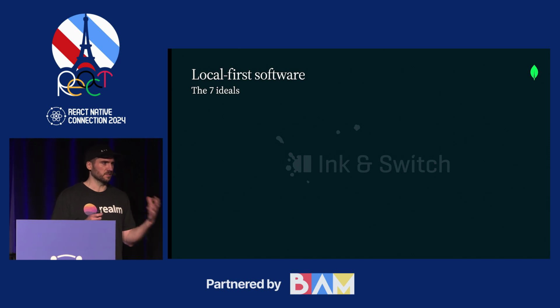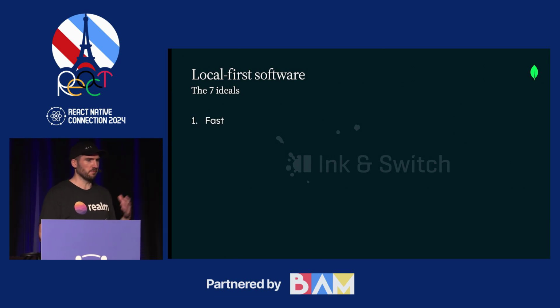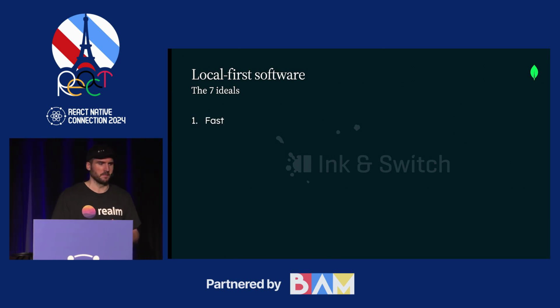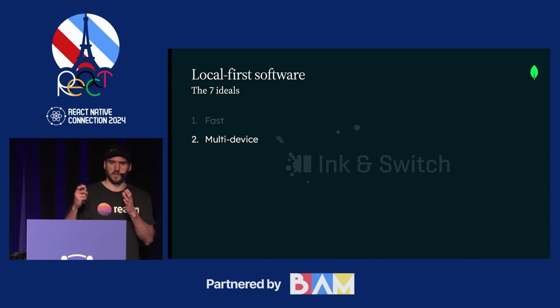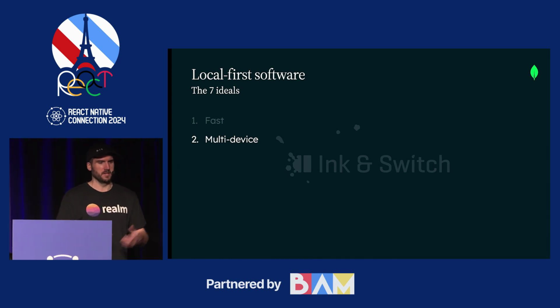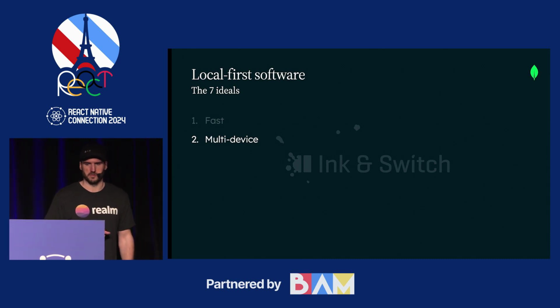And these ideals are from the perspective of the user of a local first app. First up, it needs to be fast. That means no spinners. I don't want to be waiting for the app while I'm thinking up new creative ideas. Next up, it needs to be usable on multiple devices. That means I should be able to start working on my laptop, continue working on my tablet without any interruptions.